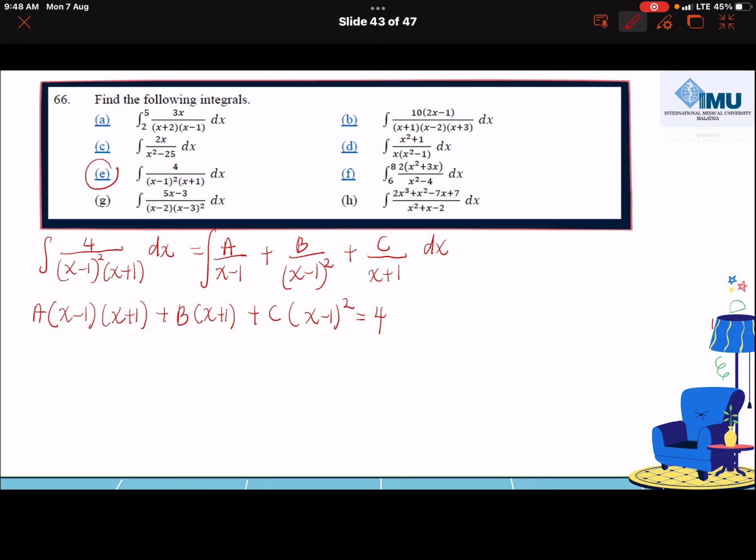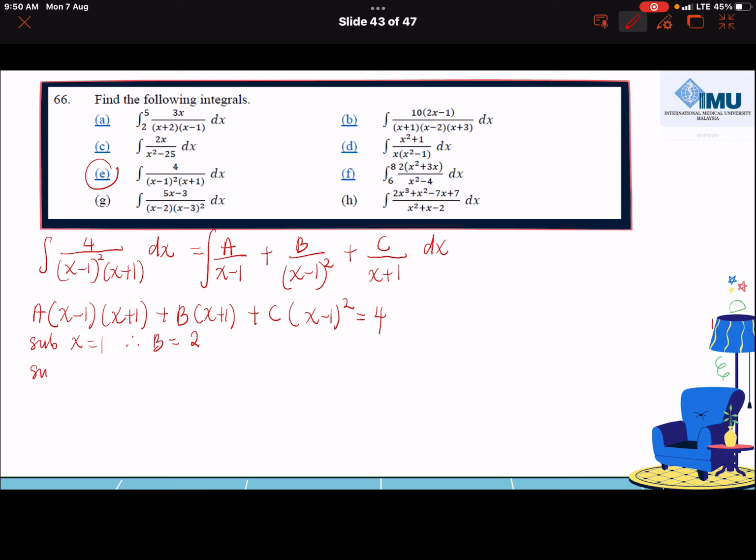Now let's try to solve for the constants. If you substitute x equals 1, your A will be gone, your C will be gone. Directly, you are able to evaluate the value of B. Hence, your B here is equivalent to 4 divided by 2, which is 2.